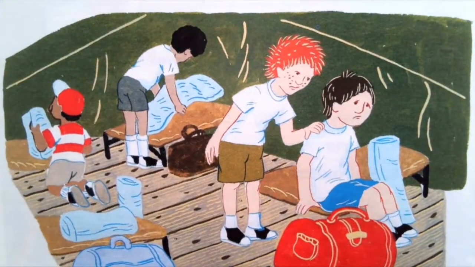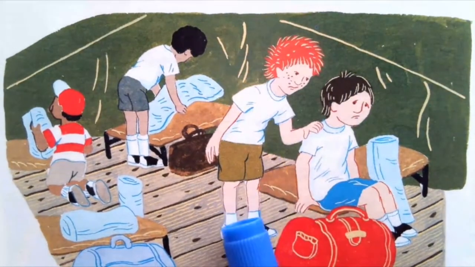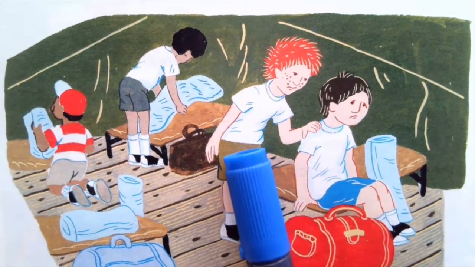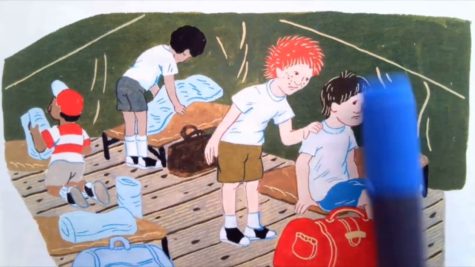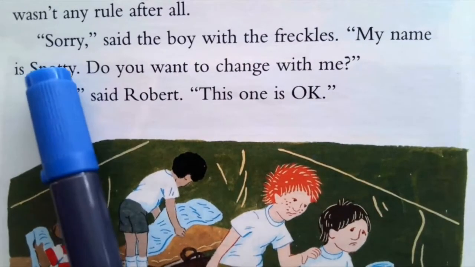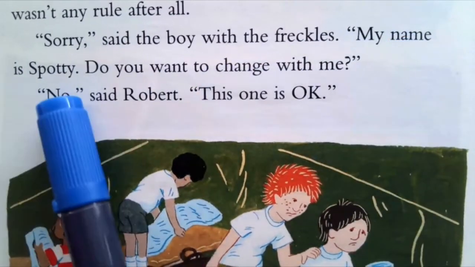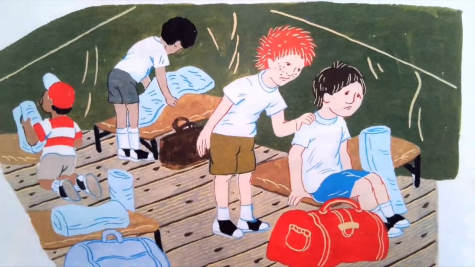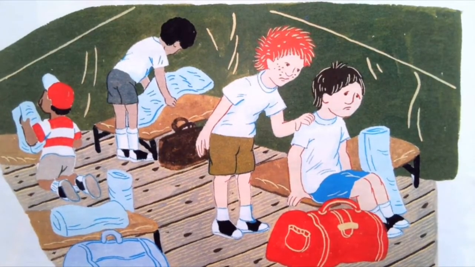We have another character, Spotty. What do we know about what kind of person Spotty is already by looking at this picture and seeing that he said, sorry, my name is Spotty. Do you want to change with me? How would you describe someone who does those things?